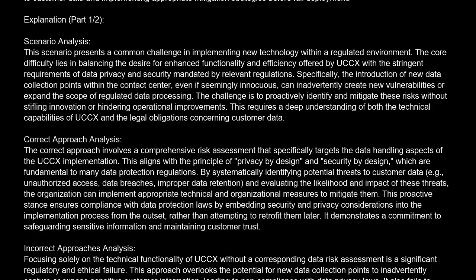Incorrect approaches analysis. Focusing solely on the technical functionality of UCCX without a corresponding data risk assessment is a significant regulatory and ethical failure. This approach overlooks the potential for new data collection points to inadvertently capture or expose sensitive customer information, leading to non-compliance with data privacy laws. It also fails to address potential security vulnerabilities that could be exploited, resulting in data breaches and reputational damage.